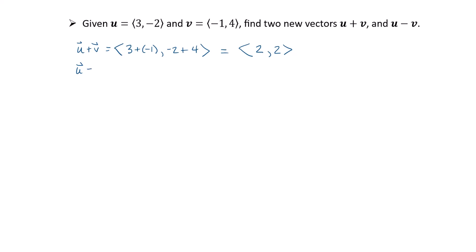With u minus v vectors, I have first the x component of u, and subtracting the negative 1 makes that a plus 1. Then I have the vertical component here of negative 2, and I'm subtracting the other vertical component. This gives me the vector (4, -6).